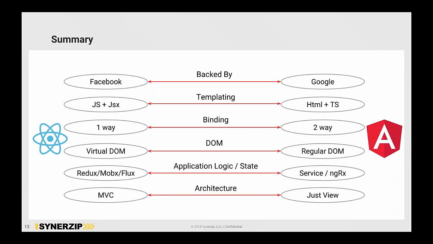From a DOM manipulation perspective, the React library uses a virtual DOM behind the scenes for binding updates, but Angular uses the regular DOM. From an application logic or state perspective, to maintain the state of your current application or page, in React we use Redux, MobX and Flux, but in Angular you can simply use a service. You don't need any third-party tool, or if you want to, you can use NgRx, which is kind of a wrapper around Redux.